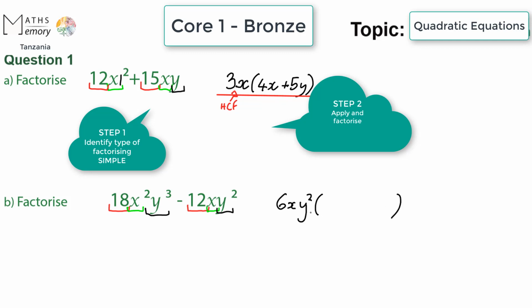Third step, let's work backwards. Let's put a times here to help us understand this. Now 6x y squared times what gives us this over here? It'll be 3xy. Just work backwards and make sure we're correct with that. Minus, because of the minus over here. This one would be 2.